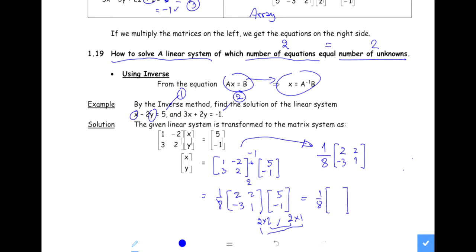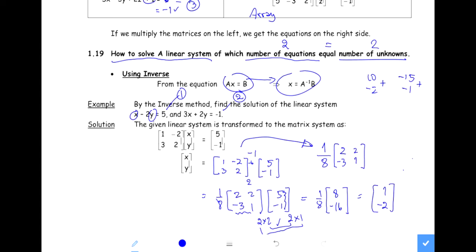Okay, let's see. I want to get the first member. The first member is row 1, column 1. So I have the product of 2 times 5 is 10, and then 2 times 1 is negative 2. I add them up, I have an 8. Next one, second row, first column. So I go second row, multiply with the first column. Negative 3 times 5 is negative 15, and then 1 times negative 1 is negative 1. Add them up, and I have negative 16. I want to make it smaller, so multiplying this 1 over 8 inside, I'm going to have 1, and I'm going to have a negative 2 like this.